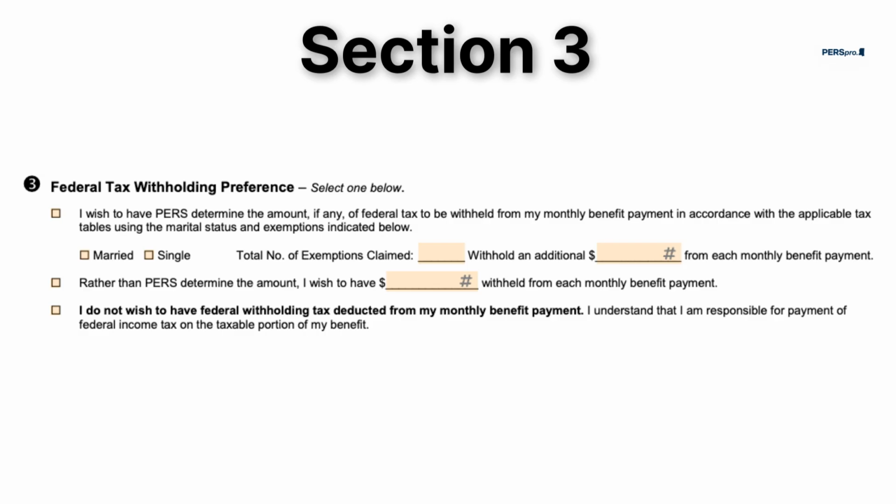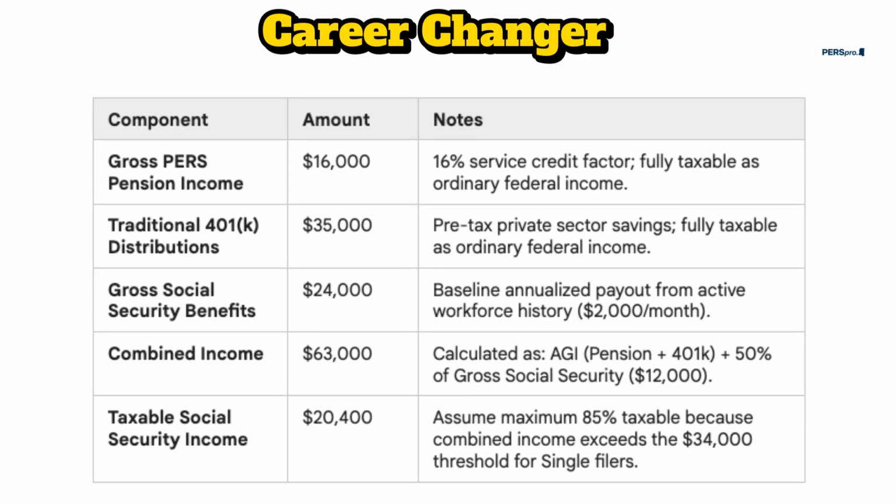Let's look at 3 examples to illustrate how much in federal income taxes PERS retirees could be looking at paying annually in retirement and how that could impact their withholding selection in Section 3 of Form 9P. Our first example, the career changer, single, age 65 and drawing Social Security. This retiree spent 25 years in private industry before transitioning to public service for 8 years with an average compensation of $100,000 at retirement. They have an annual gross PERS pension of $16,000.